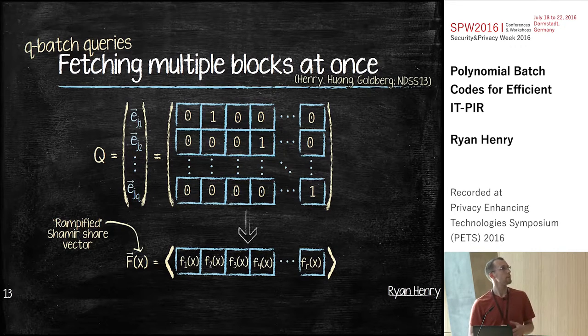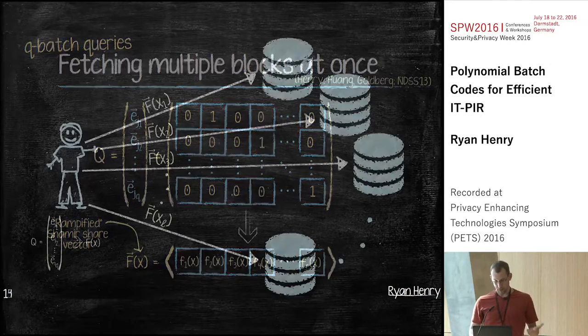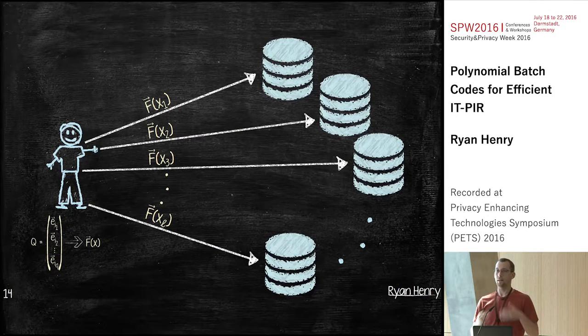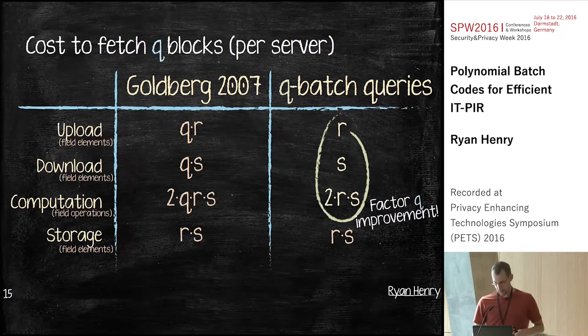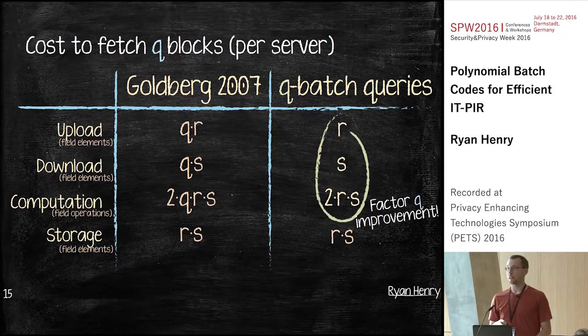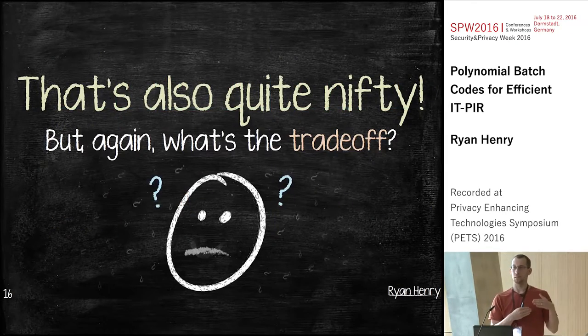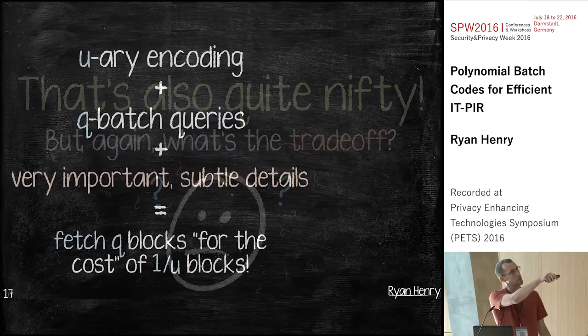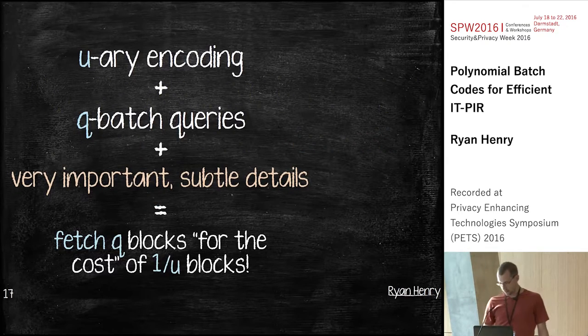This was where we first came up with the idea of using ramp schemes. We thought rather than component-wise sharing this matrix, why don't we use the ramp scheme and turn this into a single vector and send the resulting vectors of scalars rather than matrices of scalars to the servers, and we get a nice speed up. So here we have this matrix. We turn it into a vector of polynomials rather than a matrix of polynomials. We send a vector to each server. And when you do that, we found that you also get a nice speed up. When we pack q rows into the ramp scheme polynomials, we get a factor q speed up in the upload, download, and computation cost. So that's quite nice. But again, what's the trade-off? And again, don't worry about it.